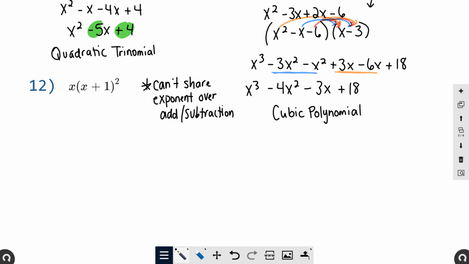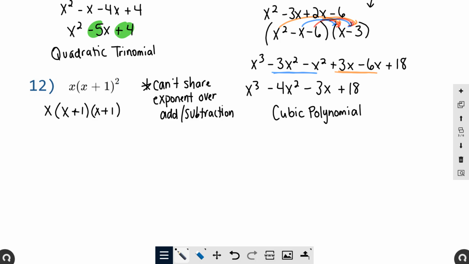I should put add or subtraction. So you can't share that with all the other terms. But what do we do if something is squared? Write it twice. Very good. Now, the only thing that you're writing twice is that parenthesis. So there's still an x on the outside, and then you have x plus 1, x plus 1.